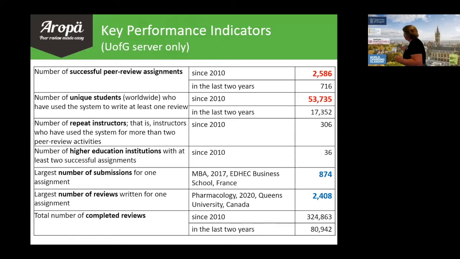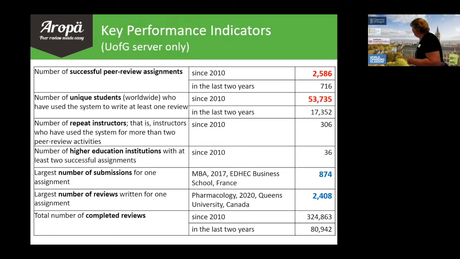So this is just the University of Glasgow server. I don't have the data from the University of Auckland server, but I know that these numbers are bigger for the University of Auckland. The largest number of submissions for one assignment, we've got 874. I know that in Auckland, we had, I think it was 1,032 or something at one stage, because it was a really, really large class. They can all submit, and then the largest number of reviews written for one assignment is over 2,000. So if you're wanting to do peer review and you've got a large class, in the old days, you used to have to do it by shuffling bits of paper around. Here, it will do all those allocations for you.